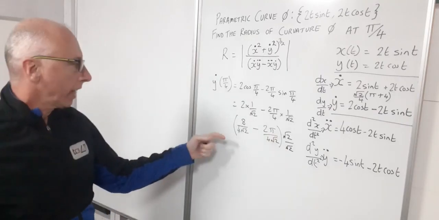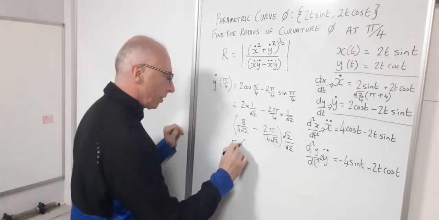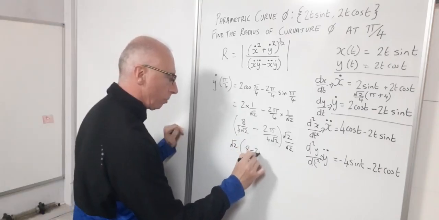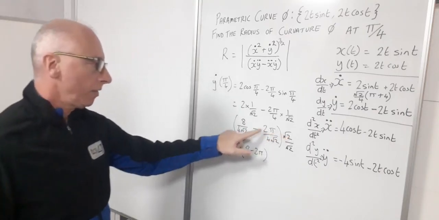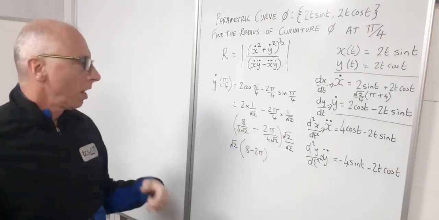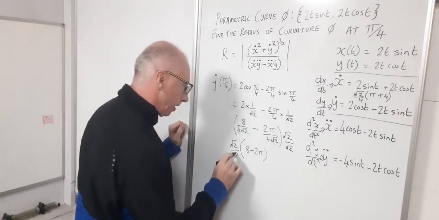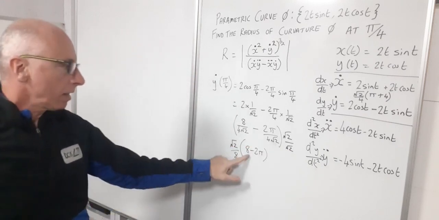Now I'm going to get, very similar to the last one, root 2 can come out the front. I'll have 8 minus 2 pi, so that takes care of the numerators. And then 4 root 2 times root 2 gives me 8, so that's divided by 8. Now I've got 8 minus 2 pi.